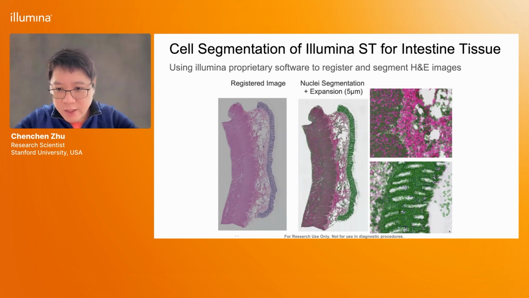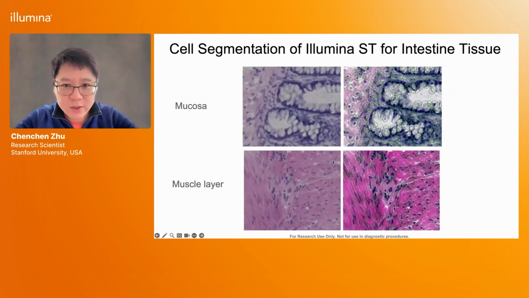So we did some eyeballing to verify that the cell segmentation makes sense. You can see the nuclei captured in the mucosa, and you can further zoom in for the mucosa layer. It's doing a very good job. You can tell for the mucosa that we are really capturing the nuclei, and by expanding only 5 micrometers, I think we are on the more conservative side.